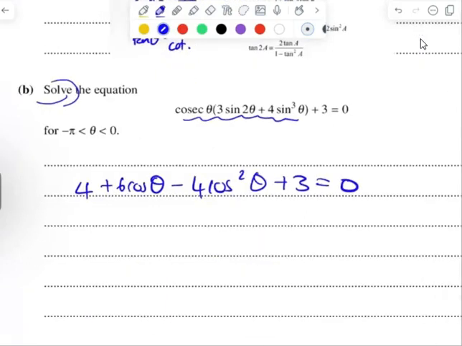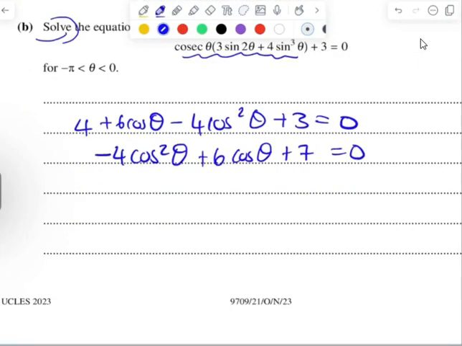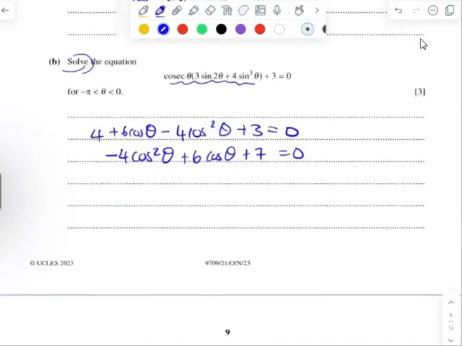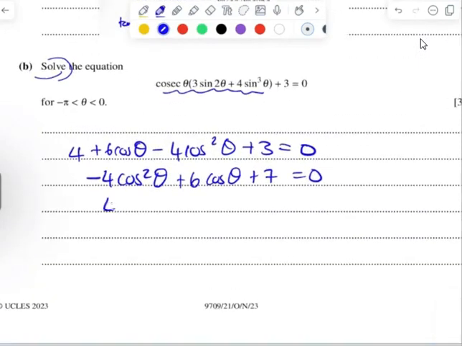Okay, I'm just going to rewrite this. I can already see this in the format of a quadratic. Plus 4, 7. Okay, might be nice just to make it look a little nicer. So I divided through by my negative, and now I'm just going to use my quadratic formula to solve this. I think you could also do it by factorizing.